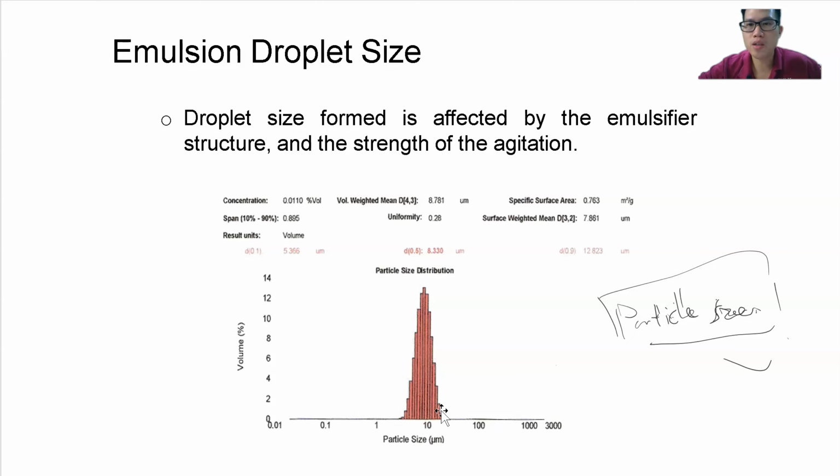There are a lot of reasons why you get a wide range. One, it could be due to the type of emulsifier you use. Sometimes it has to do with the device you use to homogenize as well. So a lot of factors. I won't drill too much into it because you will learn that later on in food chemistry.